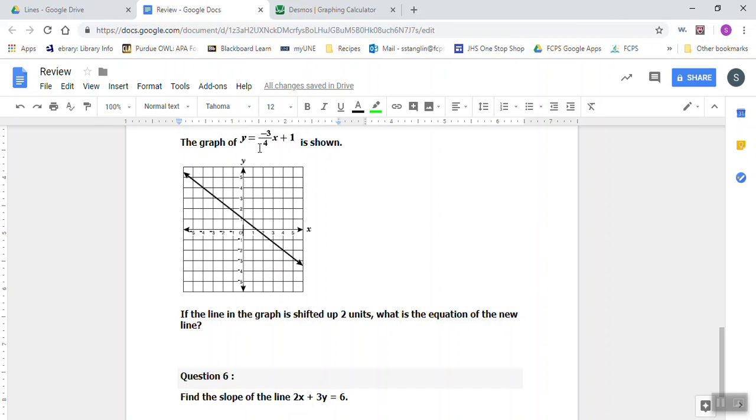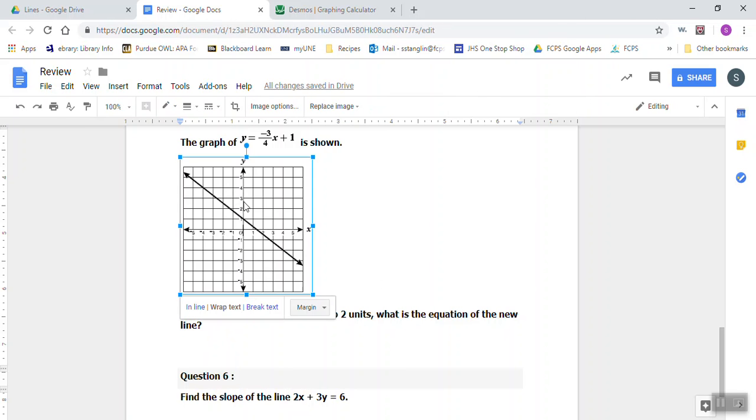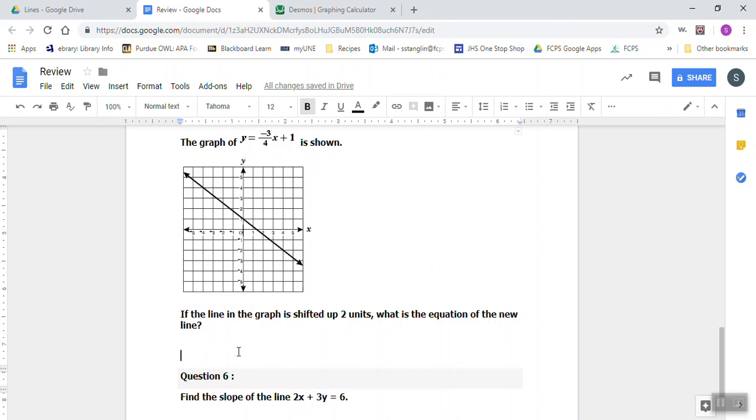Alright, so this gives me a graph of this picture, and it says they want to go up 2 units. So if I'm going up 2, I start at the 1, and I will go up 2, and it would stop at 3. So then my new equation would be y equals -3 over 4, we keep the same slope, x, and then plus 3.